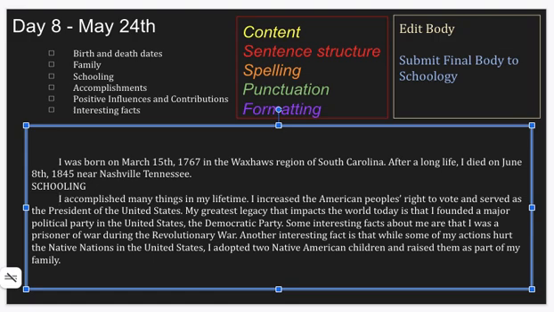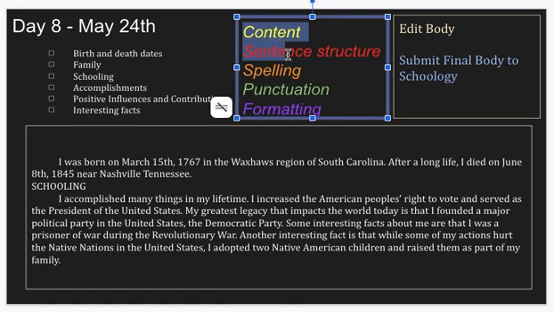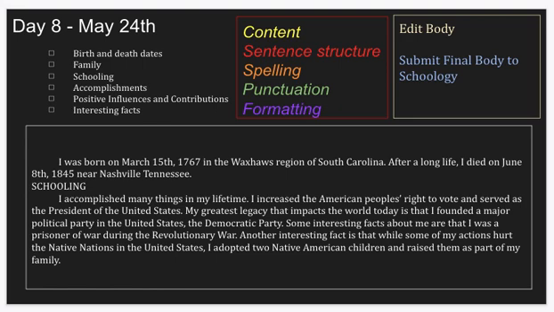Once you have worked through your own writing and looked to make edits in all 5 of these categories, you are going to submit your final body to Schoology.